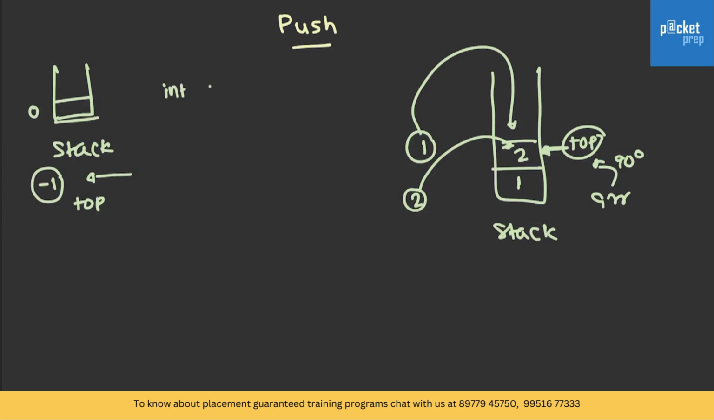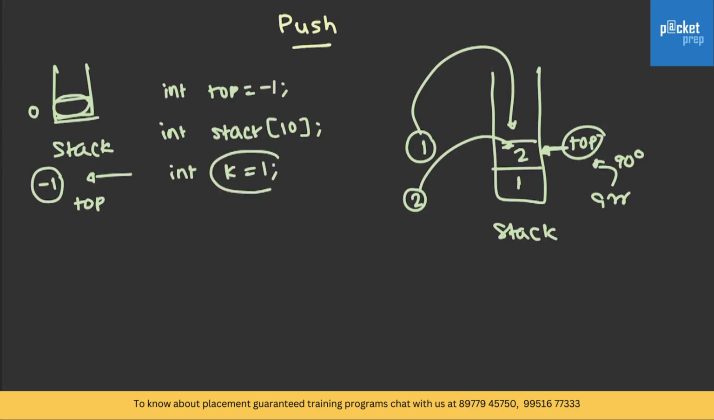So initially the top is pointing to -1, and let me declare an array which is a stack. So this is a stack array. Let me call the size to be 10. Now after declaring the stack, we have to push the element inside it. For that we need an element. Let's say it is an integer k and it has to be pushed onto the stack. We have this value, so I have to push 1.